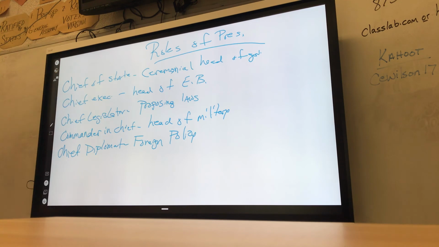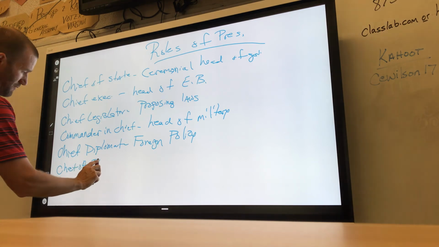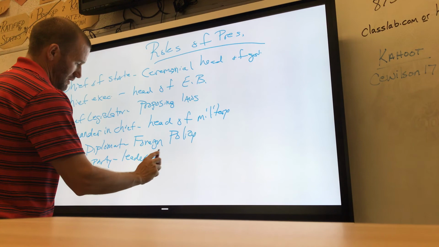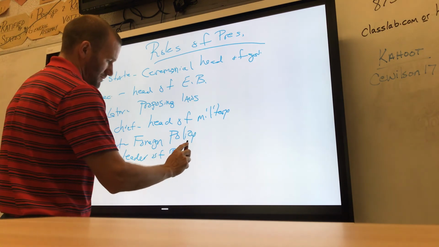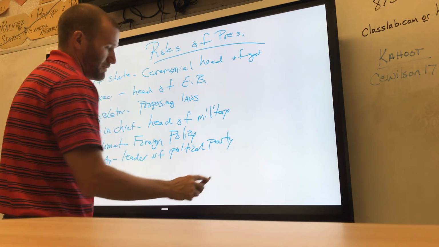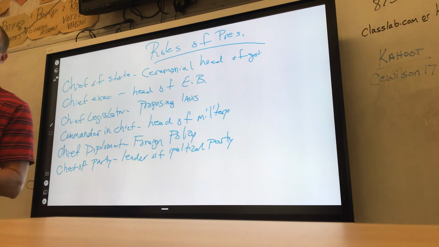It's chief of party. Next, chief of party: leader of his or her political party. Whatever party the president is a member of, he or she becomes the leader of that party. If the president's a Republican, the president's the leader of the Republican Party. If he or she's a Democrat, then they become the leader of the Democratic Party.